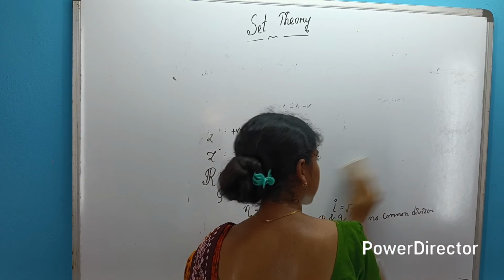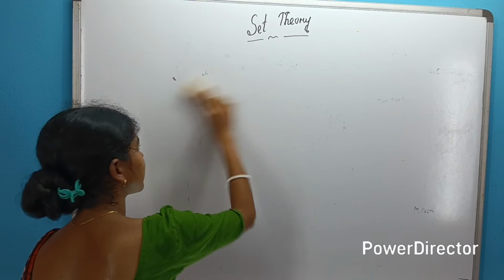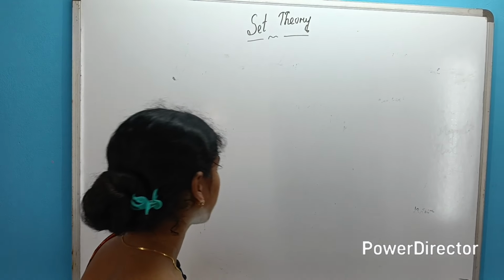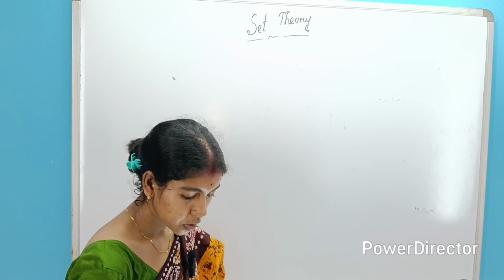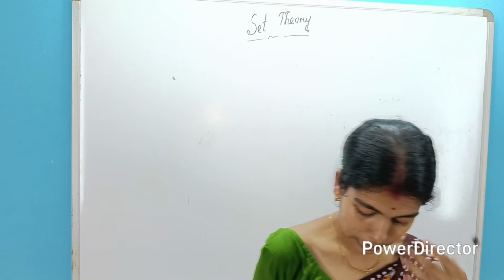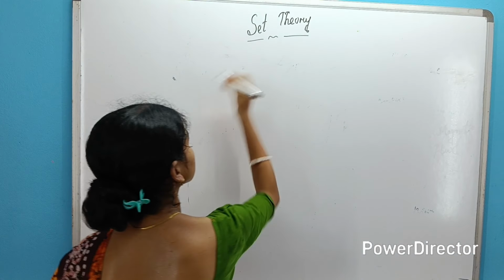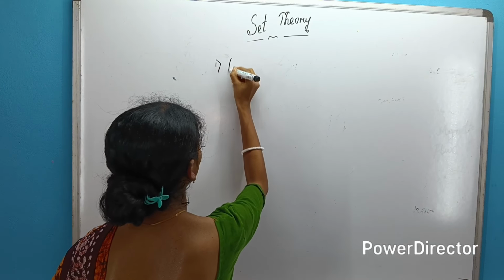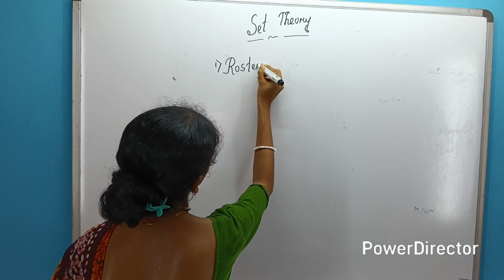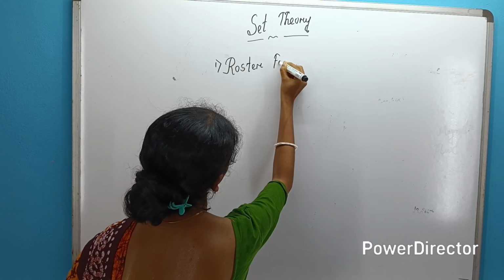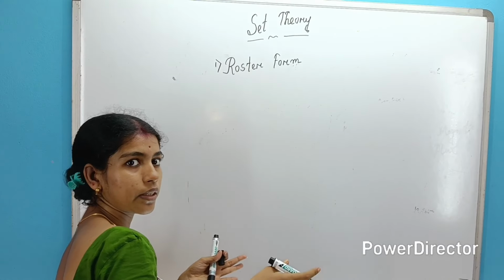How will you describe a set? There are two forms to describe any set: one is set builder form, another is roster form. So what are these things? You have two types of description. One is roster form. Here there is no linguistic term; there are directly the terms.